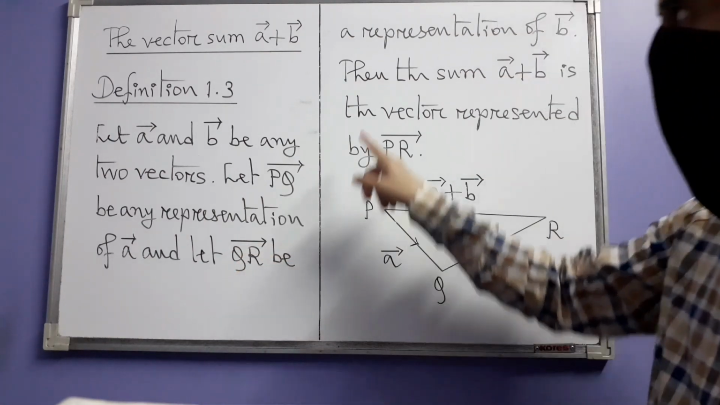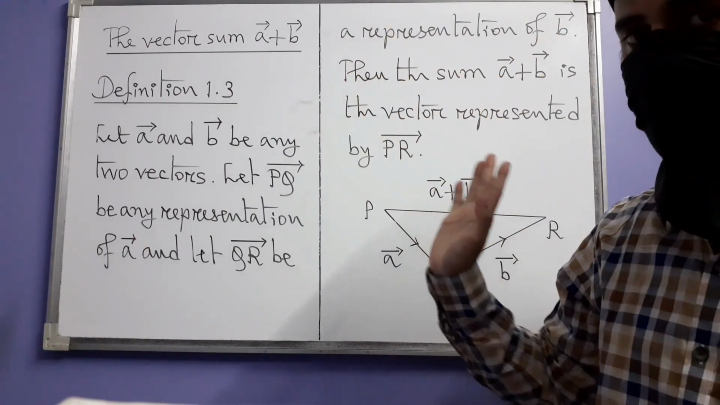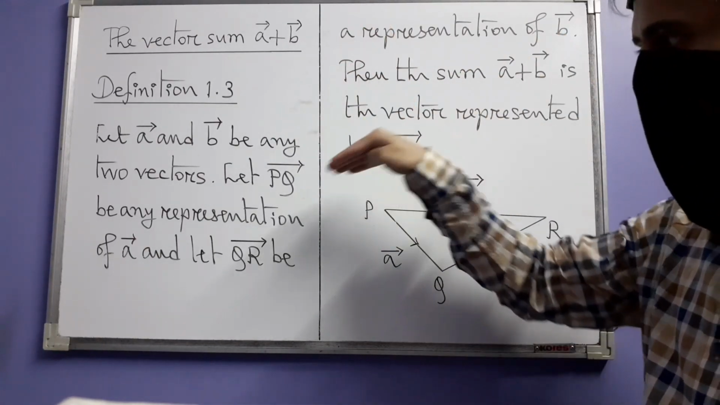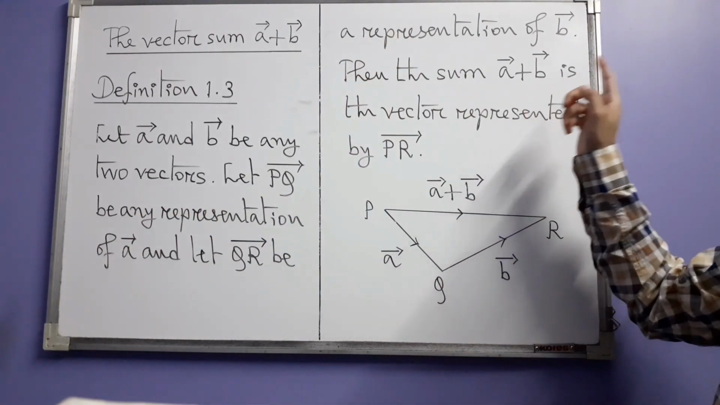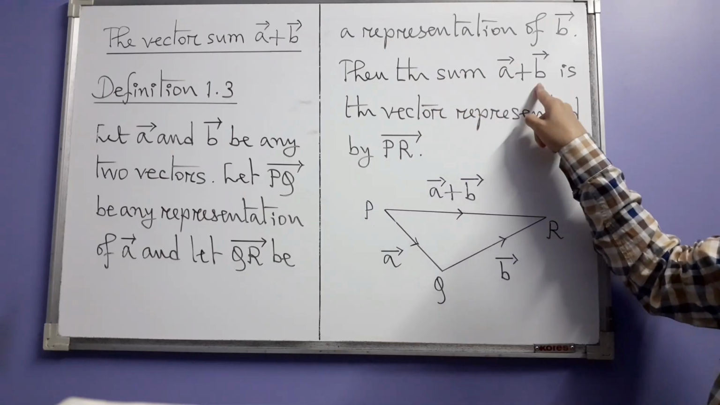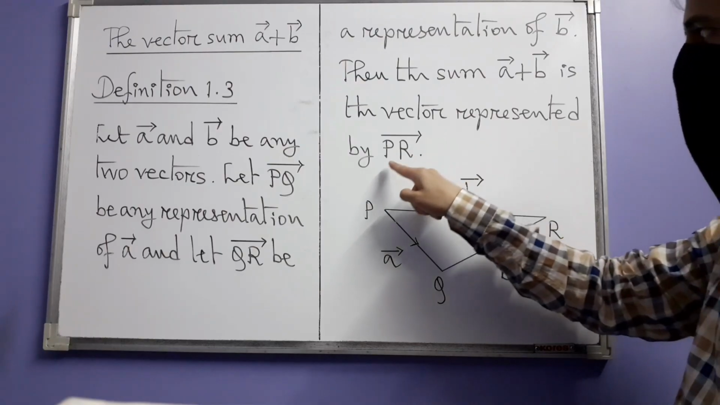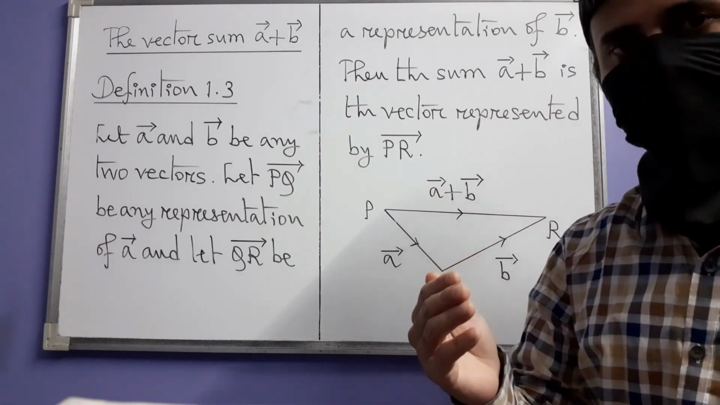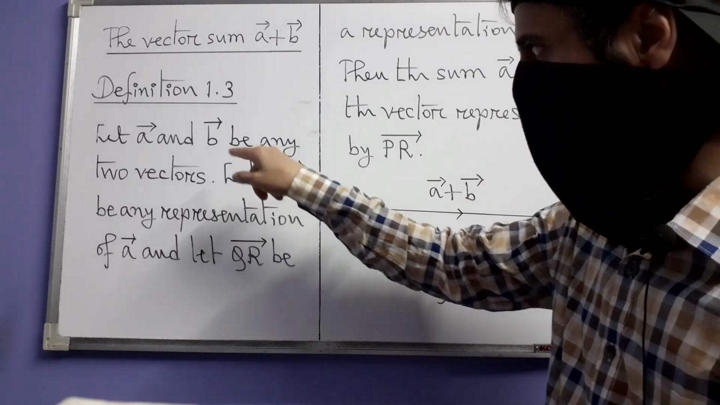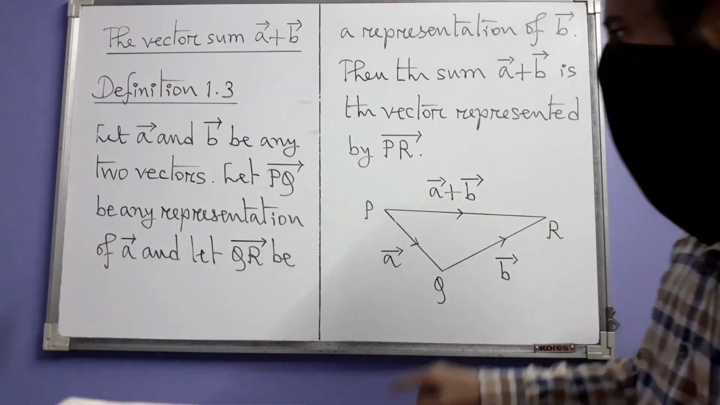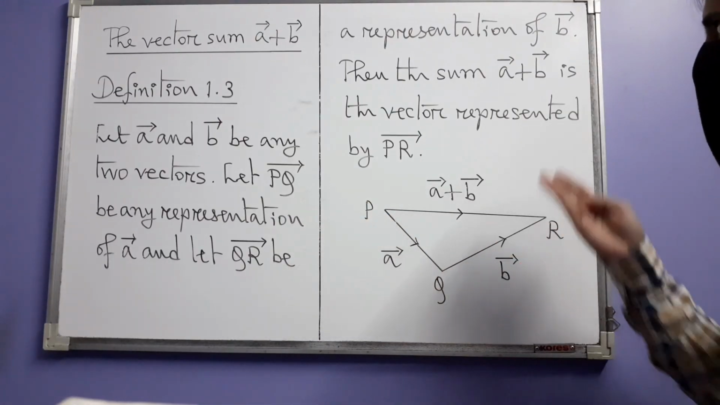And let QR be a representation of b. This time we are not writing any representation. Okay, we will come to these things. Why this is any, why this is a. Then the sum a plus b of these two vectors is that vector which is represented by the directed line segment PR, where P is the initial point of this representation of a and R is the terminal point of this representation of b.